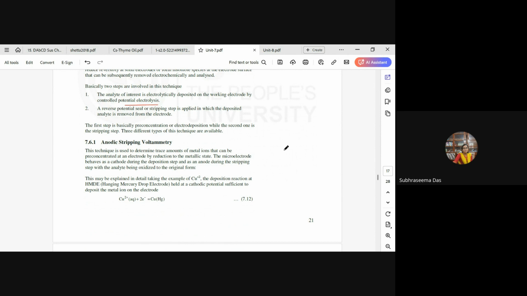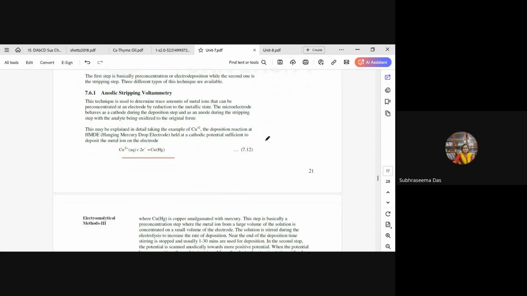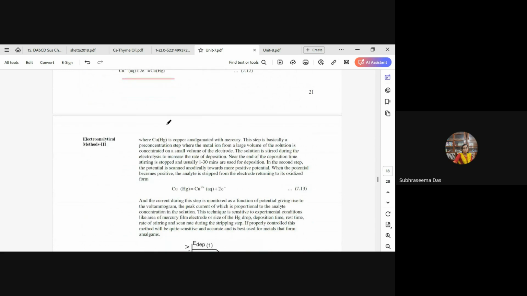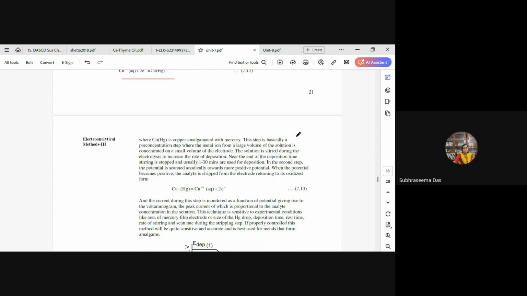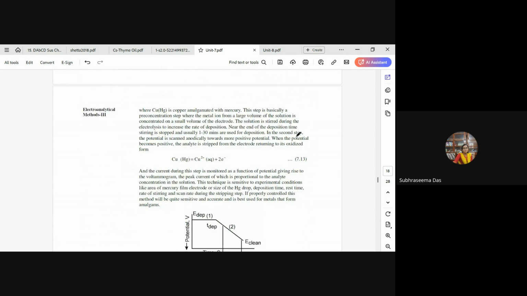So this may be explained in detail, taking the example of copper 2 plus. The deposition reaction at the mercury drop electrode can be given by equation 7.12, where CuHg is the amalgam with mercury. This step is basically a pre-concentration step where the metal ion is concentrated on a small volume over the electrode. The solution is stirred during electrolysis to increase the rate of deposition.